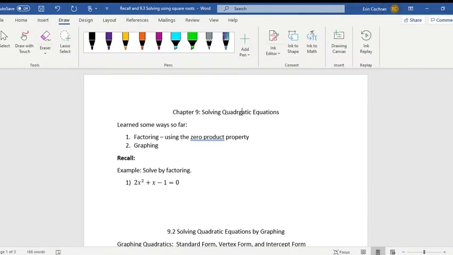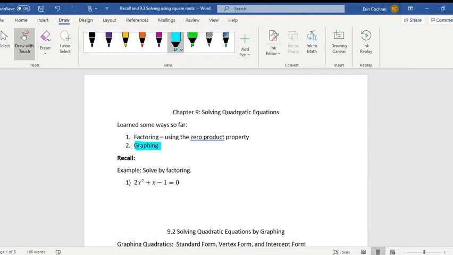Alrighty, so today we're going to be talking about solving quadratic equations. And we have actually talked about a couple ways already. The first way was factoring, and factoring using the zero product property. And then the second way is graphing. And remember, the solution for graphing is the x-intercepts, and we'll talk about that in a little bit.